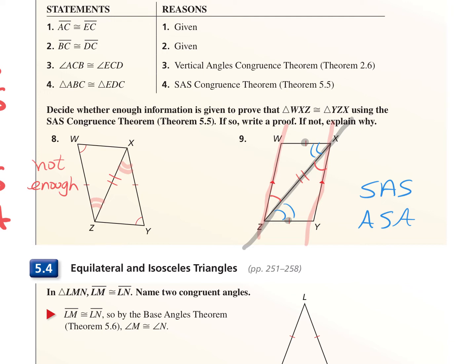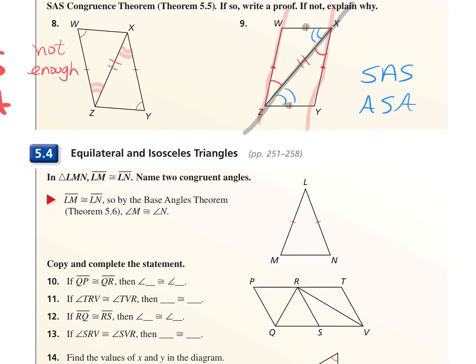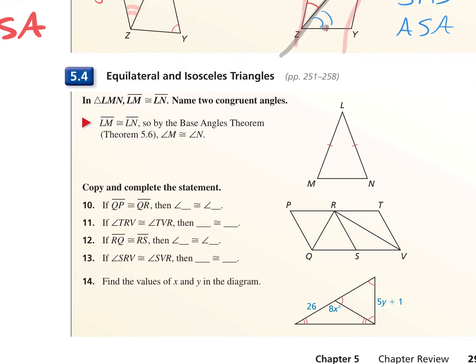Okay, next lesson was equilateral and isosceles triangles. This is where we learned the base angles theorem and the converse of the base angles theorem. Remember, when you're given that the two sides are congruent, then you can prove that the two angles opposite them are also congruent. And then the converse of that is you're going to be starting out with the congruent base angles, and then from there, you can say that the sides opposite them are also congruent.